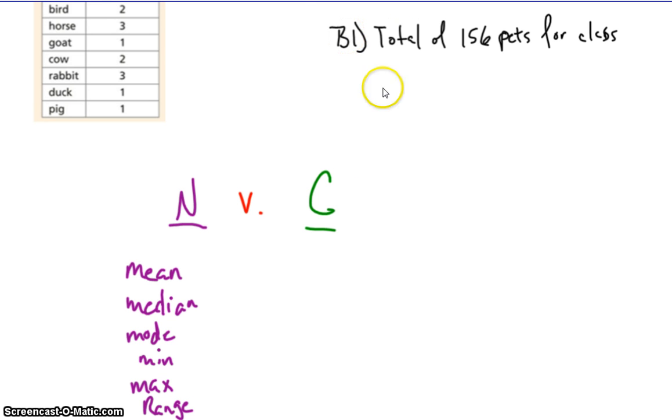Now, for categorical data, you're not going to be able to find a mean. If I wanted to find the average or the mean of the number of people that were born in a certain month, I could do that. But if I asked a class, what month were you born in, I can't find an average month that people were born in. So we cannot find the mean.